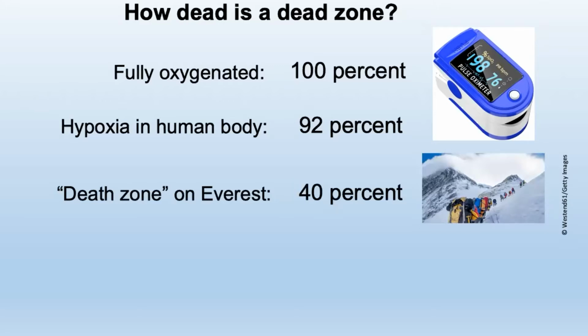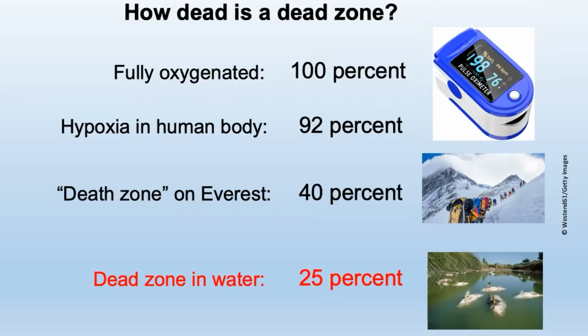Mountaineers may know about the death zone, especially on Mount Everest, which is about 24,000 feet and higher, where oxygen is about 40% of sea level concentrations. In this zone, people would die if they didn't have bottled oxygen. In fact, as you probably have heard, many have. The dead zone, that is hypoxia in water, is even lower than that, 25% of fully oxygenated water.